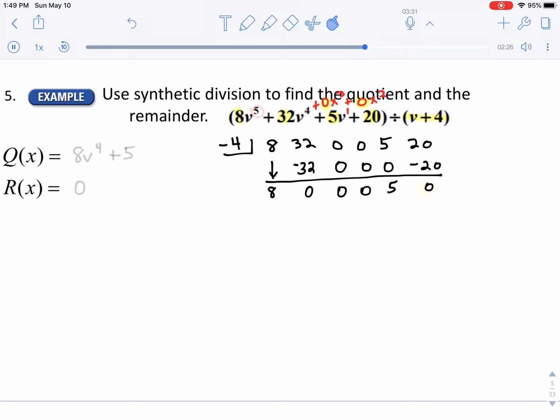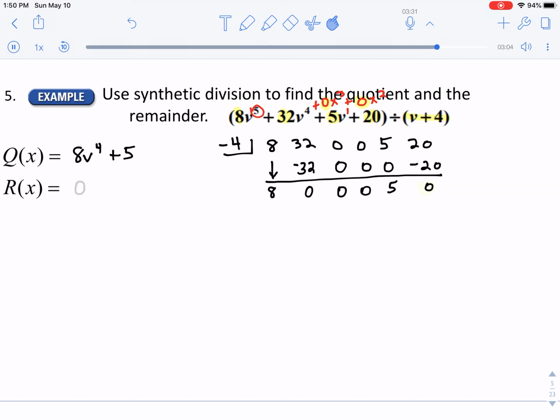Now we're ready to write the answer. So that's called the quotient, and it goes under the q of x. So we start with that 8. So we put 8v. Now, since the original polynomial was to the 5th power, we rewrite it by taking it down 1. So our quotient is 8v to the 4th power. And then it'll be plus 0v cubed, which we don't write, plus 0v squared, which we don't write, plus 5. And 5's our constant.